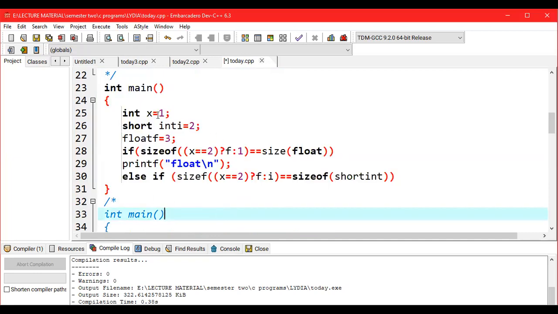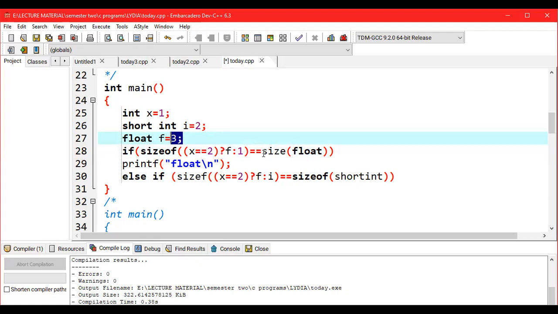They are telling us that x is equal to 1, and also i is equal to 2. You get? And we have that float f is equal to 3. So they are telling us that if the size of x is equal to 2, of course, if x is equal to 2, then it has to return the value of f as a float. Or else you have to continue. Let's see if I copied it very well. It is question number 32.